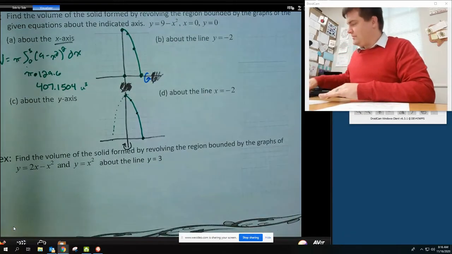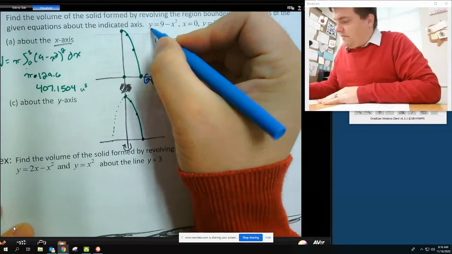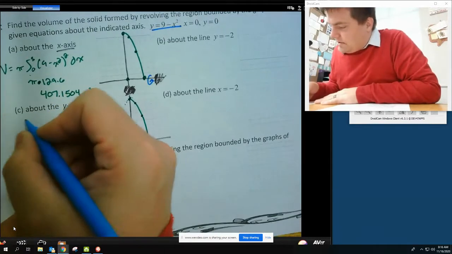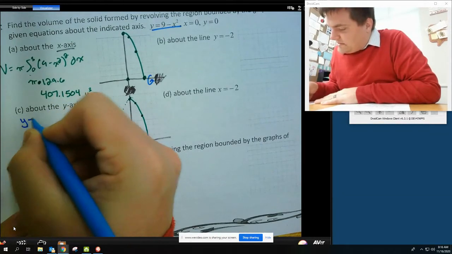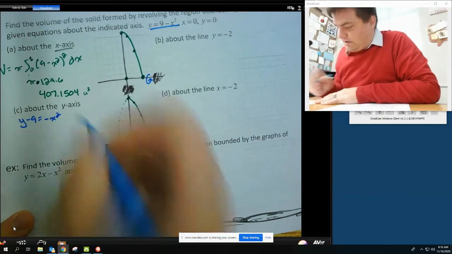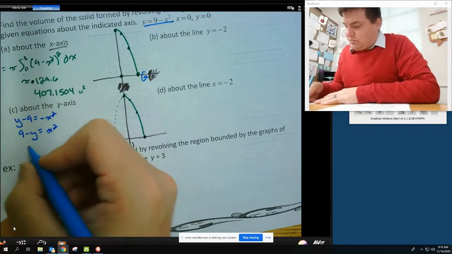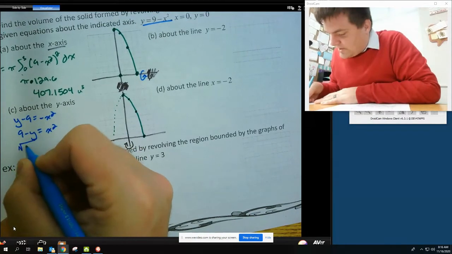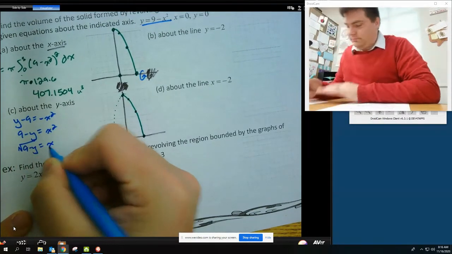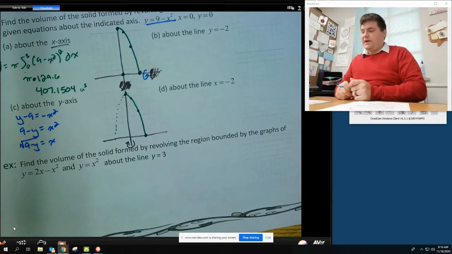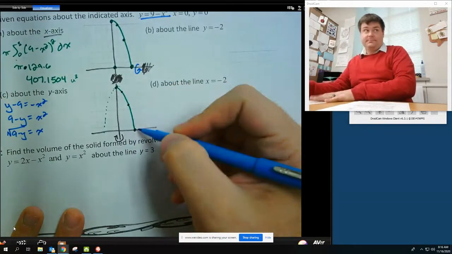So to do that, I'll do that in blue. To solve for that, I'm going to get y minus 9 equals negative x squared, which is going to be 9 minus y equals x squared. And square root it, we're going to get the square root of 9 minus y equals x. Okay, it's going to be the plus and minus, but I only care about the plus side.